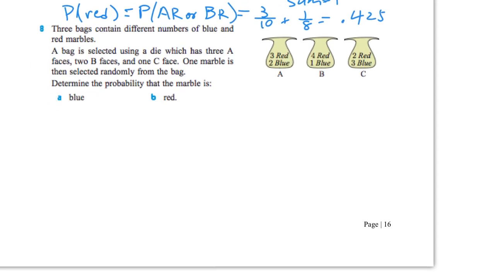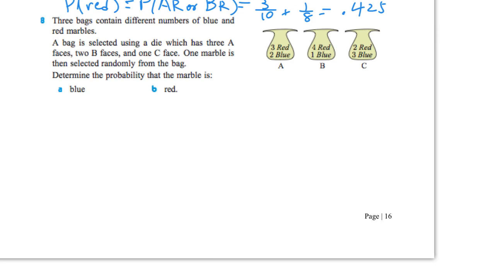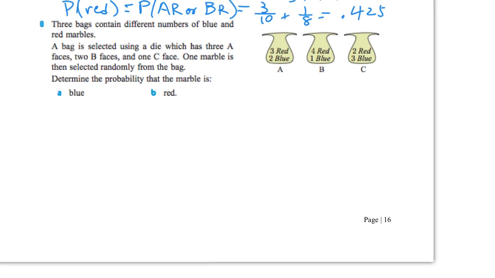Next problem. So now we have 3 different bags with blue and red marbles in them. A bag's going to be selected from a die that has 3 A faces, 2 B faces, and 1 C face. And then 1 marble is taken out of the bag. Okay, so similar to the previous problem, we have to pick out a bag first from a die roll. So the bag we pick will be bag A, bag B, or bag C.